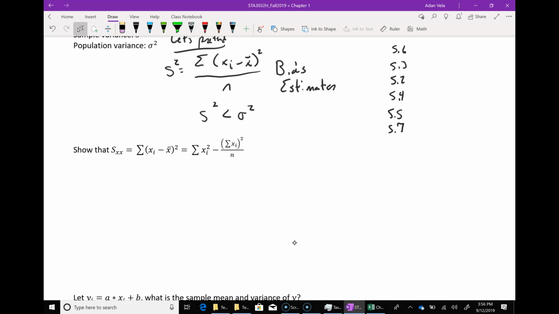Okay, so what we're talking about is we have this summation of our deviations. And I want to show that this property holds, that these two are equal. It's actually not too hard, but you just have to work through it. First, we have to remember what x bar is equal to. It's the sum of all the x's over n. So all that we're really doing is expanding out our square and reorganizing a few things.